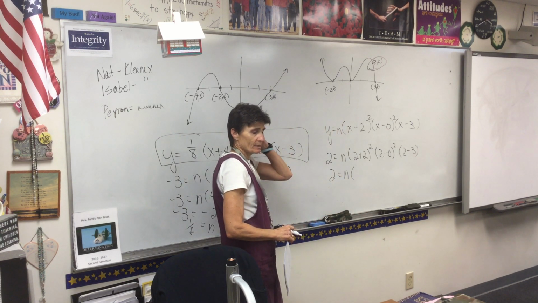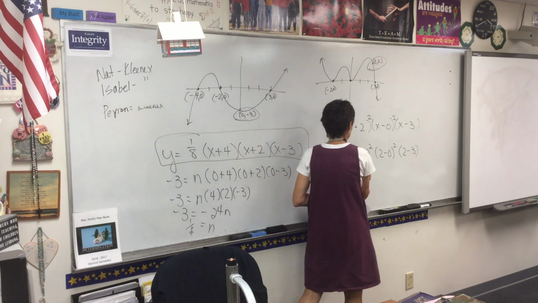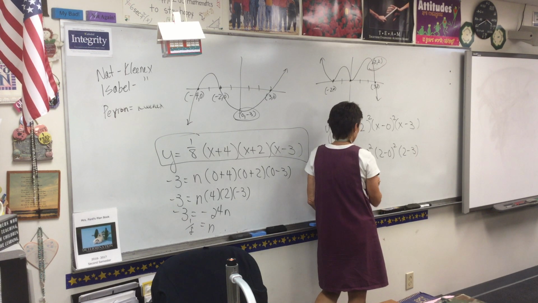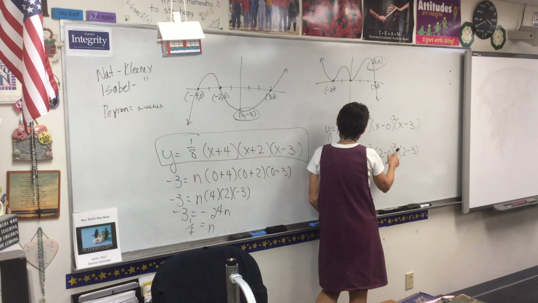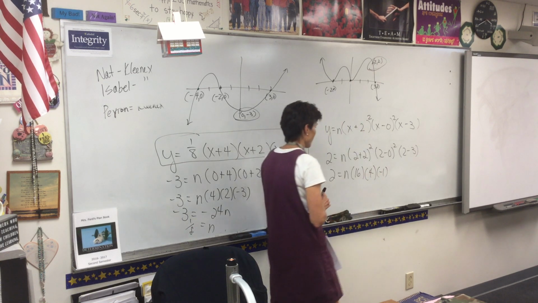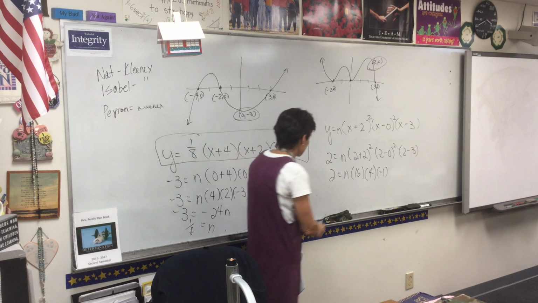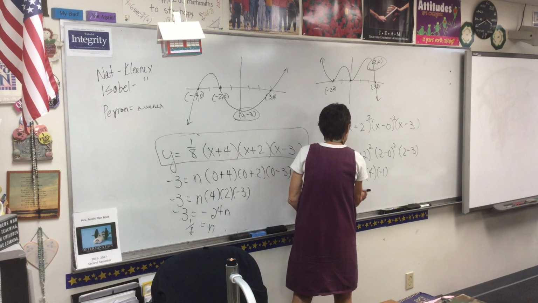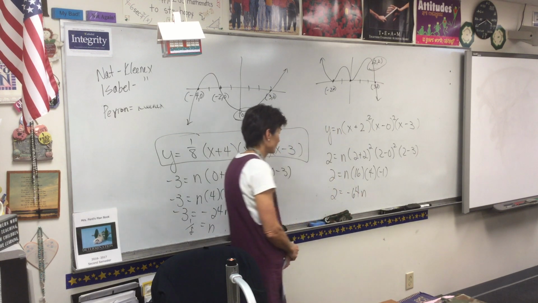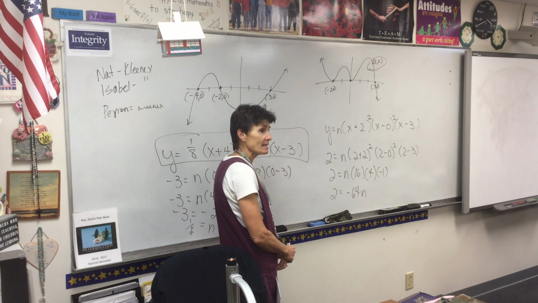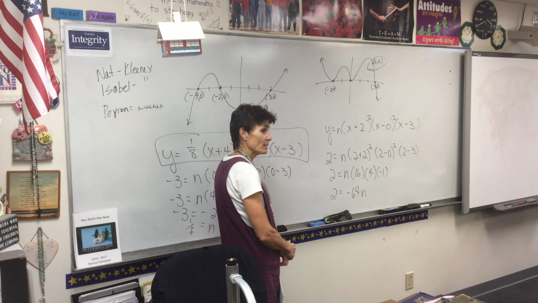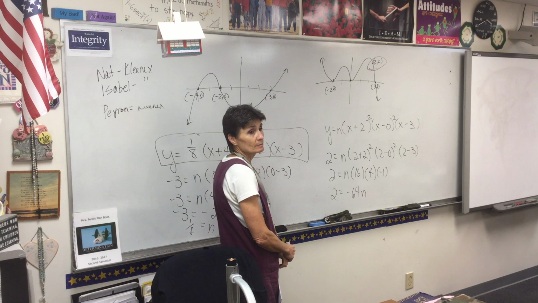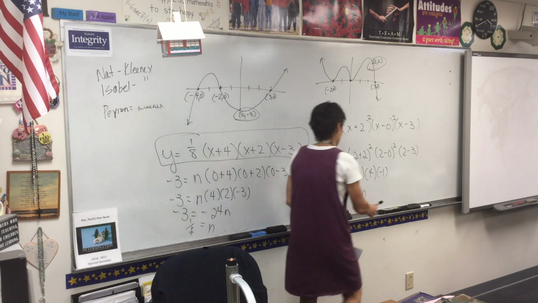2 plus 2 is 4, 4 squared is 16. 2 minus 0 or 2 plus 0 is 2, squared is 4. And that one's not squared, so that's just -1. So 2 equals, multiplying it all together, -64 n. So dividing and reducing, n is -1/32.